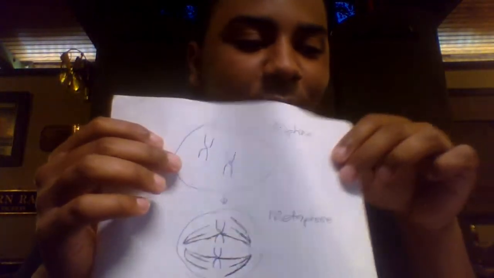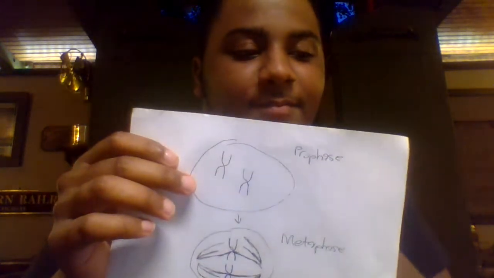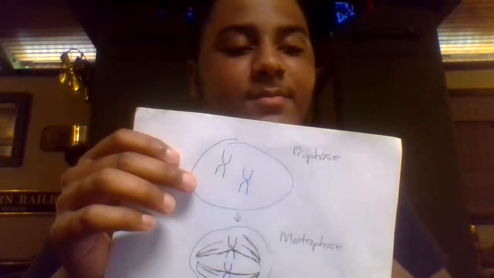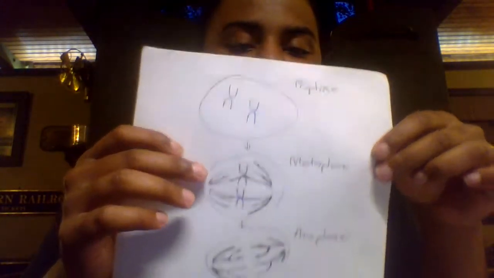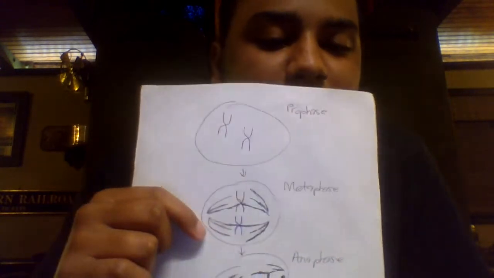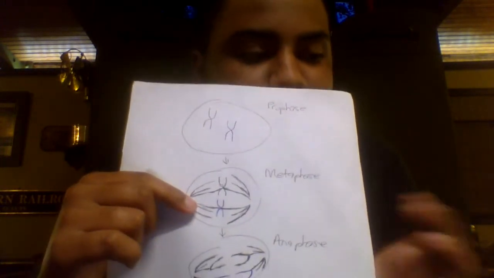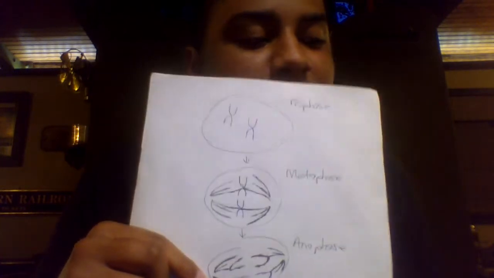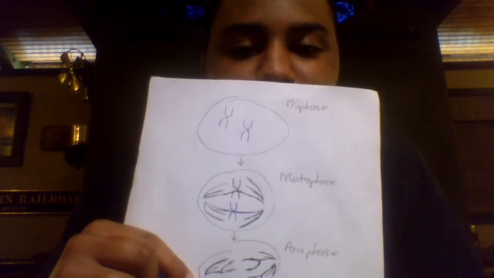Alright, so starting with prophase, this is where the chromosomes are visible and the nuclear membrane begins to break down, and the spindle fibers also begin to form in this stage. Next, moving on to metaphase, the sister chromatids line up in the center of the cell because they're getting ready to depart. And then you go to anaphase, where the sister chromatids pull apart and move to the opposite poles of the cell.